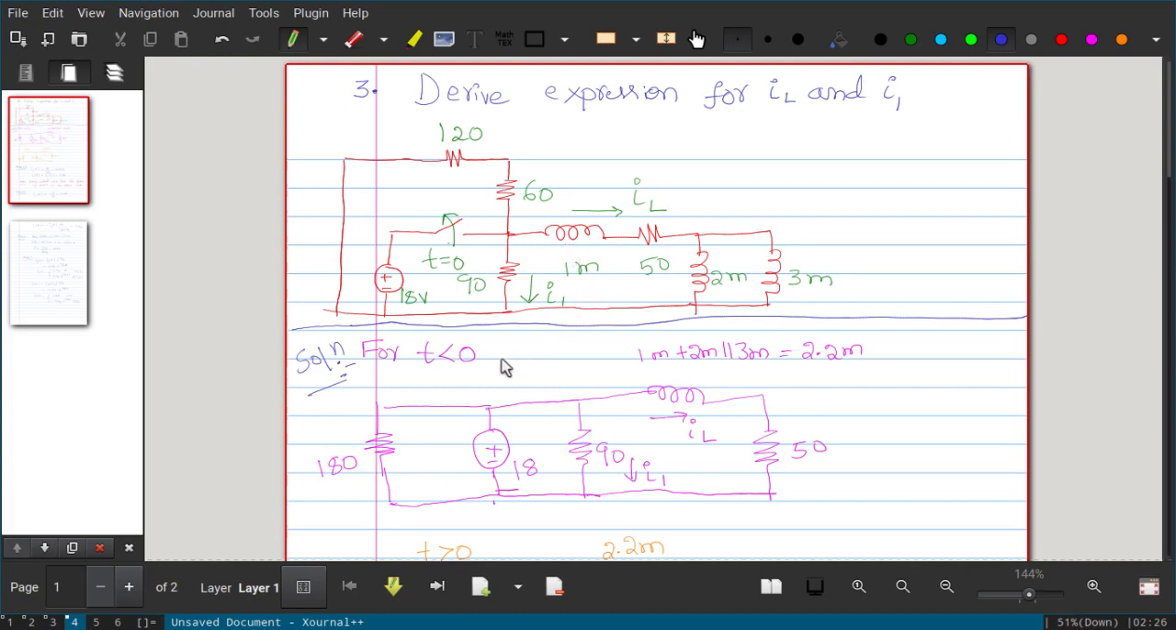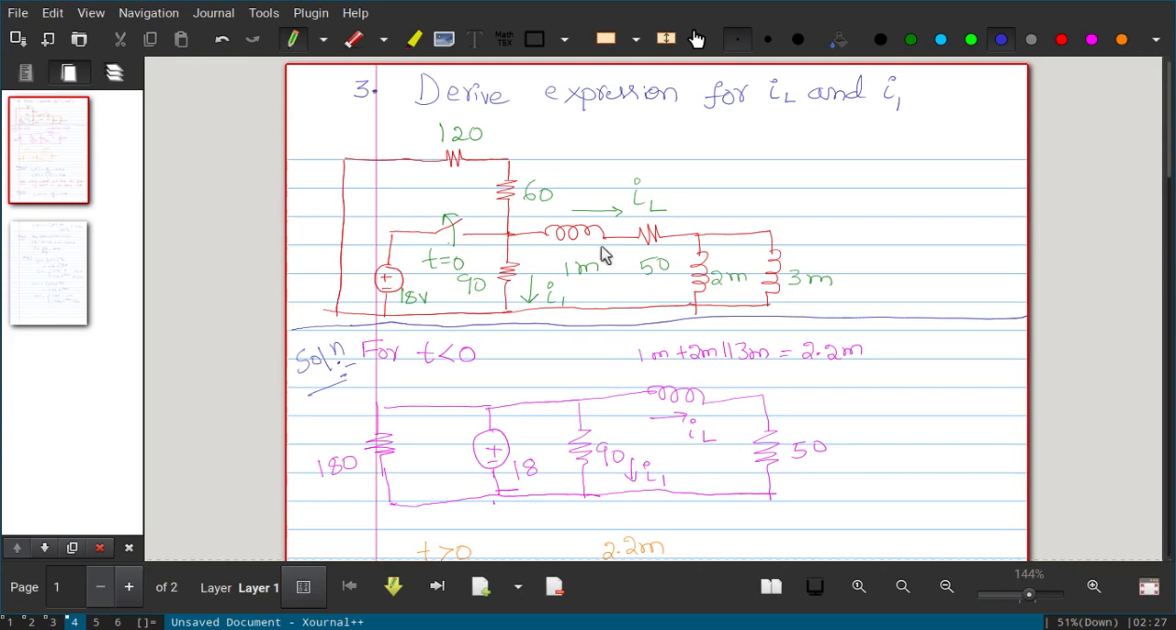Okay, so what we will do now, first step, we will write a circuit when t is less than 0. When t is less than 0, that time the switch is closed. So that's why I have written 18 volt here, the switch is closed, and a 90 ohm resistor is in parallel with 18 volt. Another two resistors, this 120 and 60, are in series and together they are in parallel with 18 volt because the switch is closed now. So that is what we have written here.